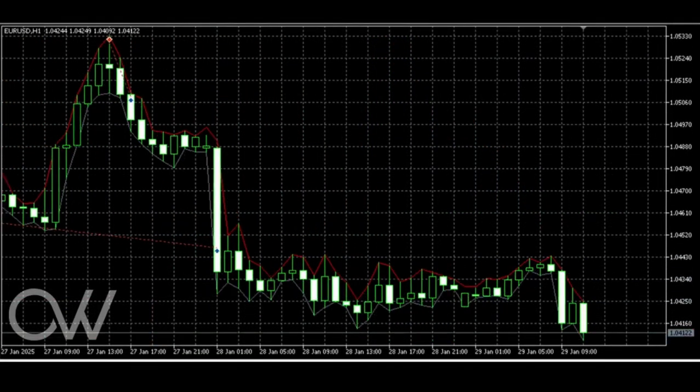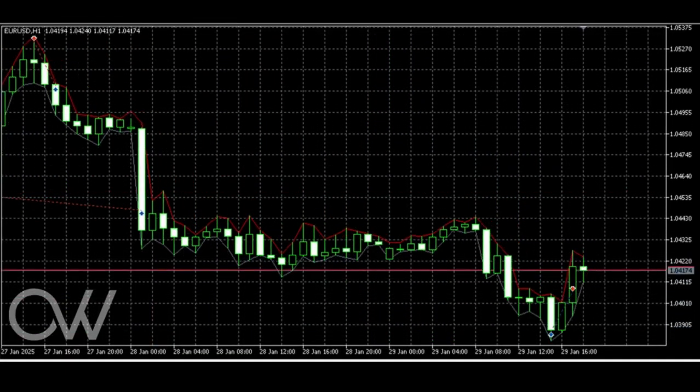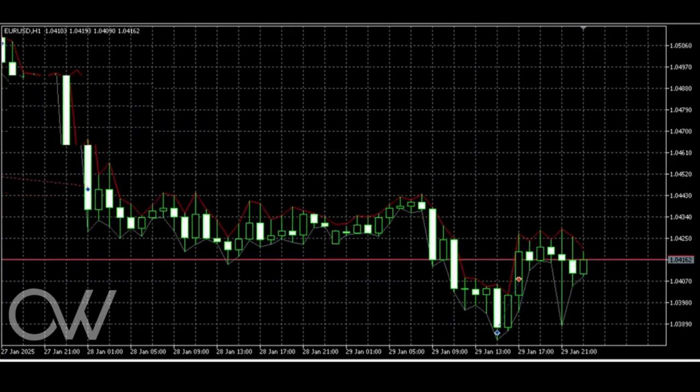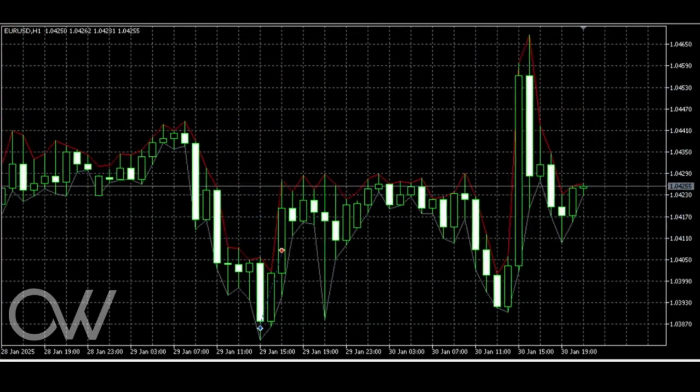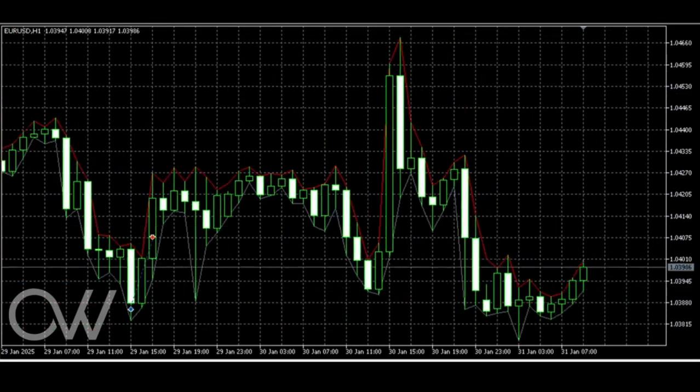On the flip side, the sentiment shifted to more positive for the euro versus dollar, and our system caught those local bottoms in order to open buy positions. The profit is locked in with an aggressive trailing stop, just like with the sell positions.